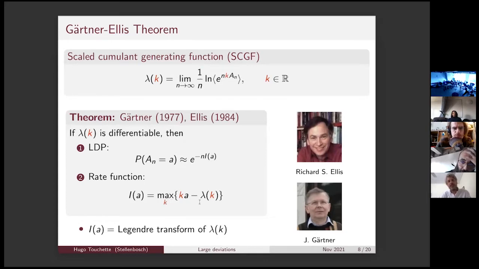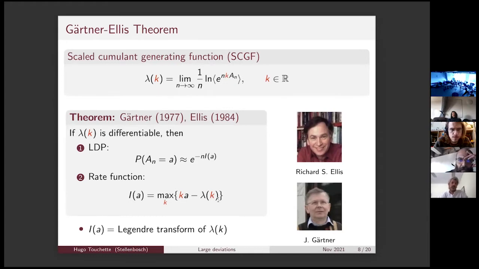So here I'm writing the Legendre transform in a funny form. Maybe you don't recognize this as a Legendre transform. It's called the Legendre-Fenchel transform. It's just a slightly more general version of the Legendre transform. But if you actually try to locate the maximum, you take the derivative with respect to k, and then you get essentially the form of the Legendre transform.